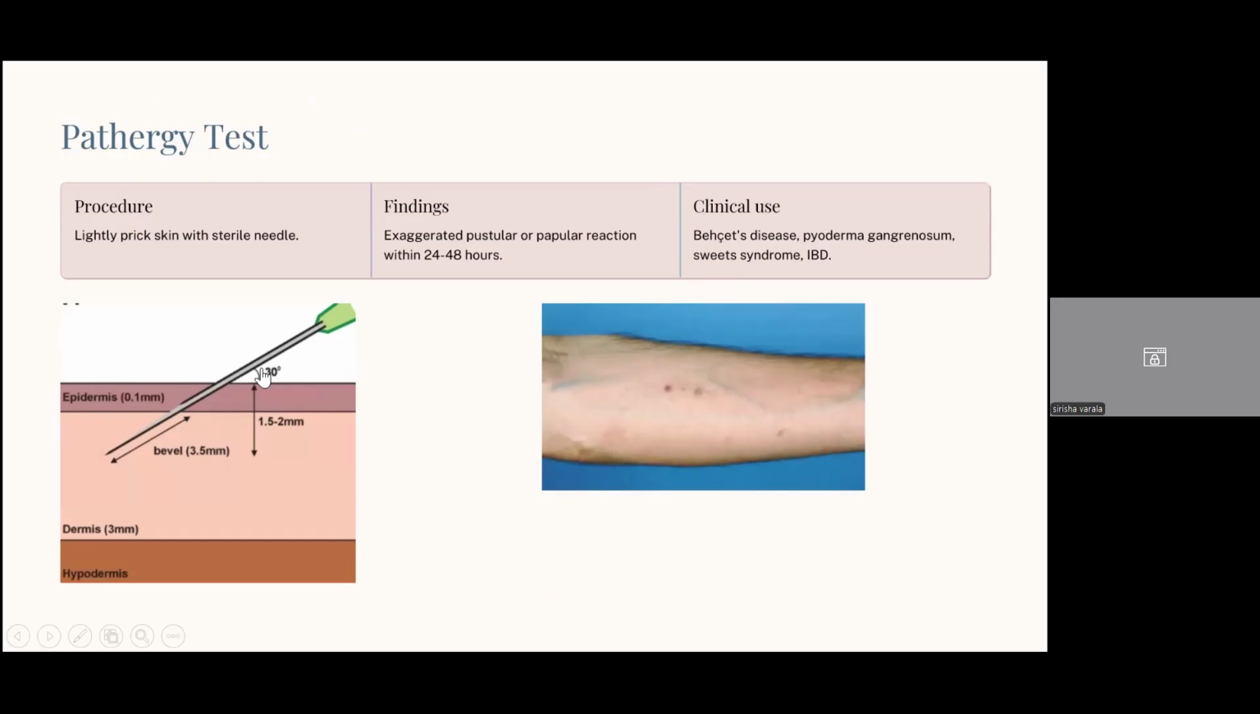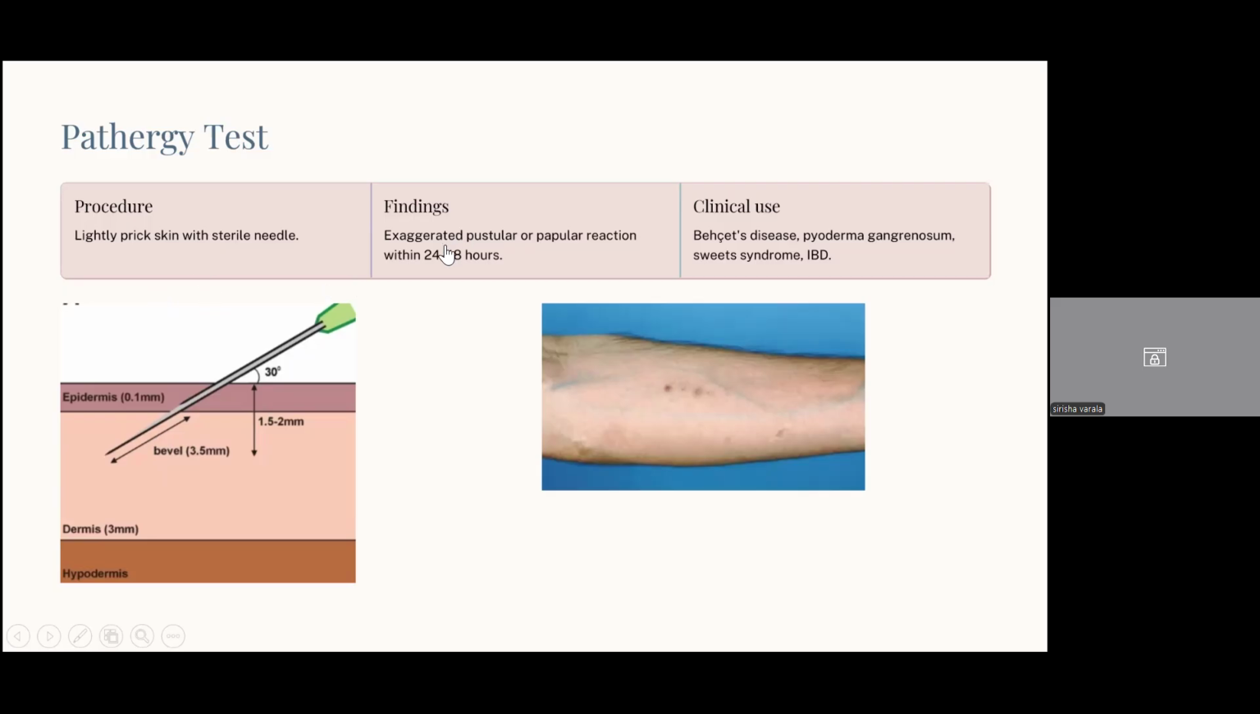Now here there are three things that you'll have to be mindful about. The needle should not be sharp tipped. It has to be a blunt one, which will increase the rate of positivity, at least 20 to 22 G needles. And you will have to prick the needle at an angle of 30 to 40 degrees and go into the dermis to a depth of 1.5 to 2 mm with the bevel facing upwards. That is when you're going to get the highest positive rate. So you can either prick the skin or you can also inject normal saline into the dermis.